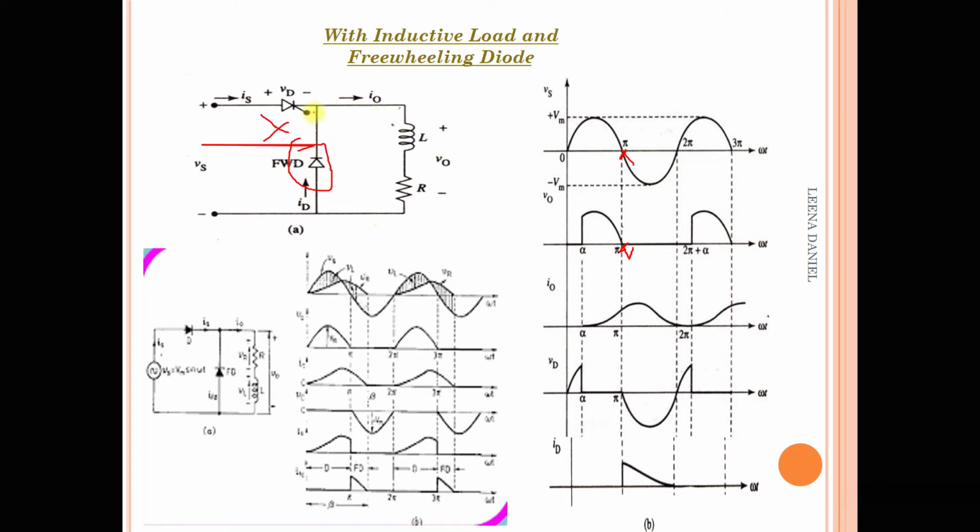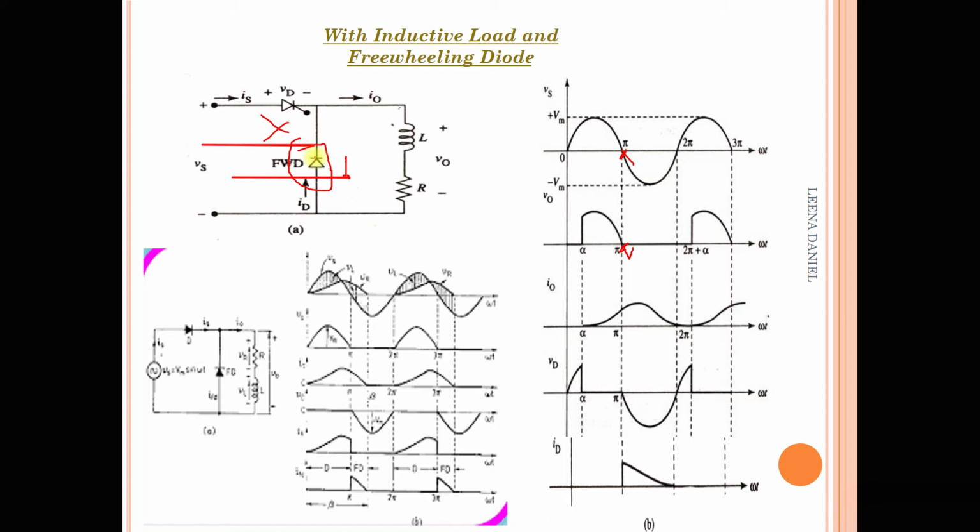And what happened at that time? At that time, the voltage would be 0 across the load, because this freewheeling diode acts as a switch, a closed switch. So the voltage across this freewheeling diode is 0. So the voltage across this load is also 0.